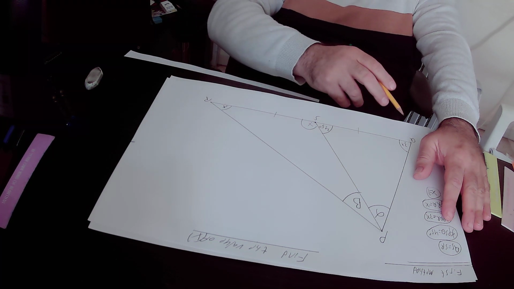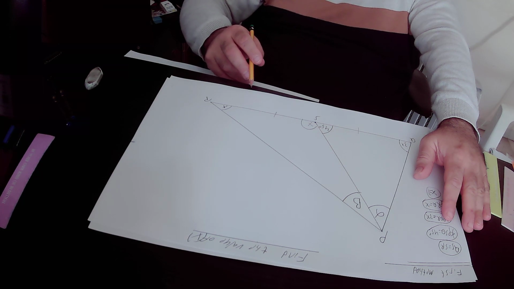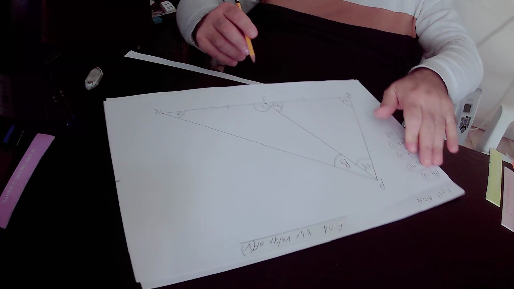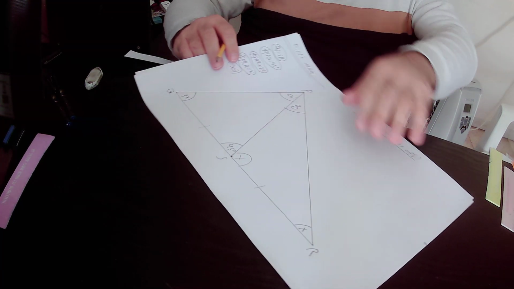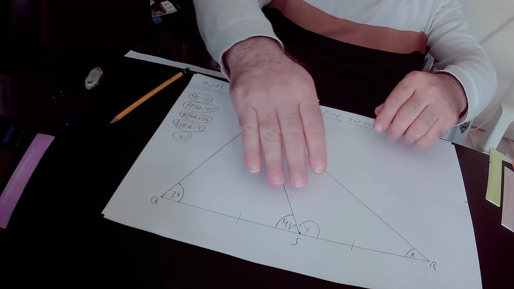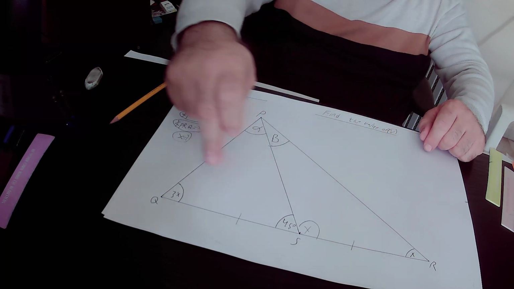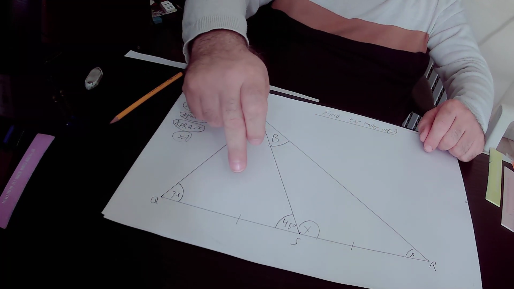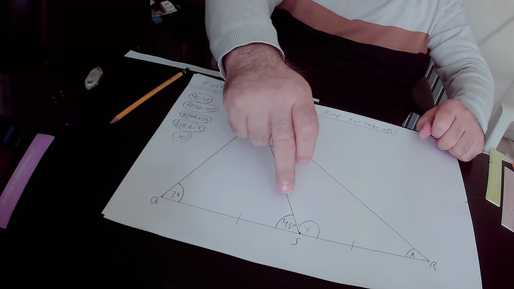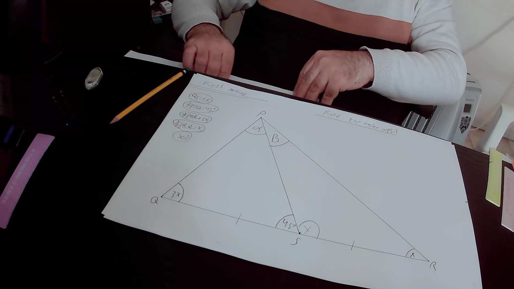QR is a straight line, and we know that the sum of the angles on one side of a straight line is equal to 180 degrees. So if we look on the upper side of the straight line QR, then you get that 45 degrees plus x equals 180 degrees.